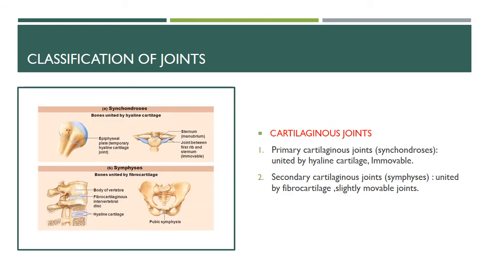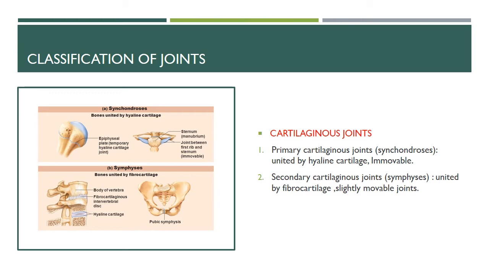Next is your cartilaginous joints. Cartilaginous joints are connected entirely by cartilage, for example, fibrocartilage or hyaline cartilage. This joint allows more movement between bones than a fibrous joint. Two types of cartilaginous joints are primary and secondary.